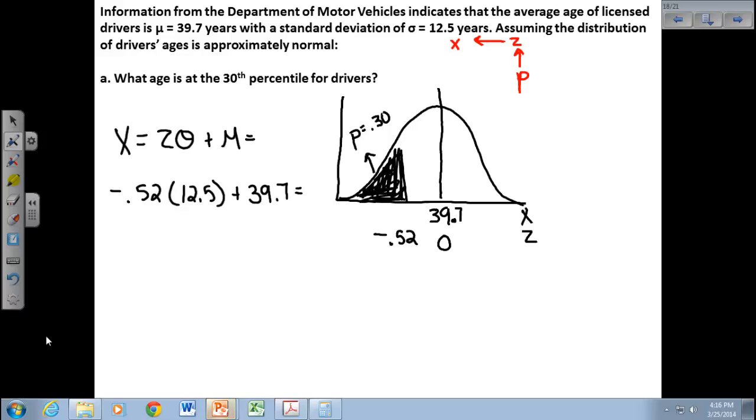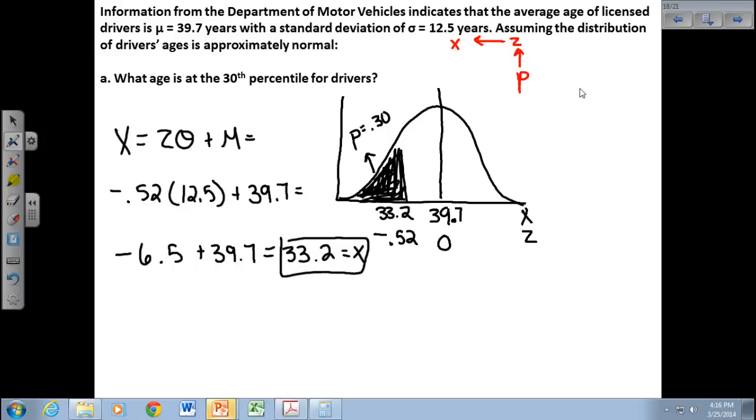Well, negative 0.52 times 12.5 gives you negative 6.5. Add that to the mean of 39.7, and negative 6.5 plus 39.7, which is just like saying 39.7 minus 6.5, gives you 33.2. So let's plug that into our pretty picture here. And that is our final value.